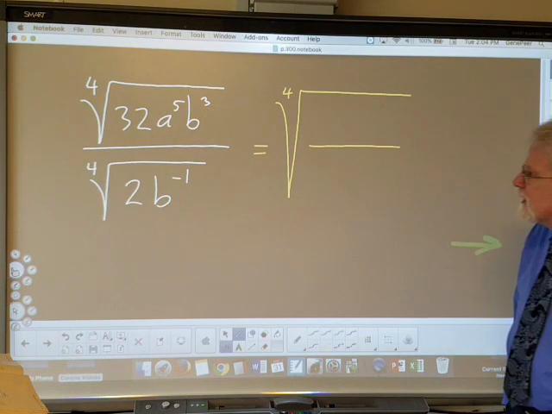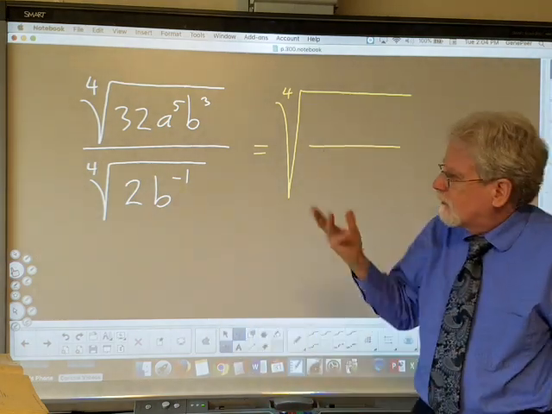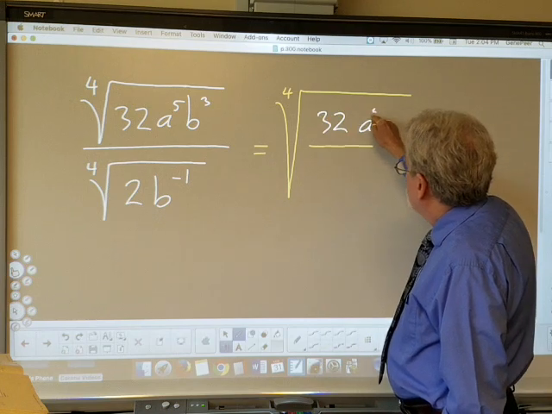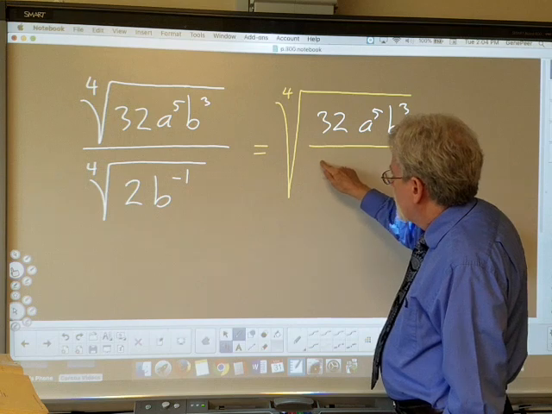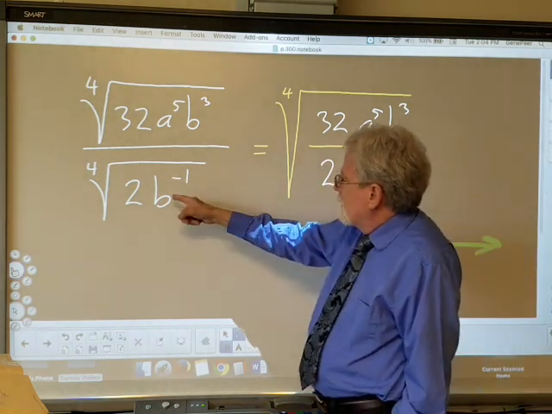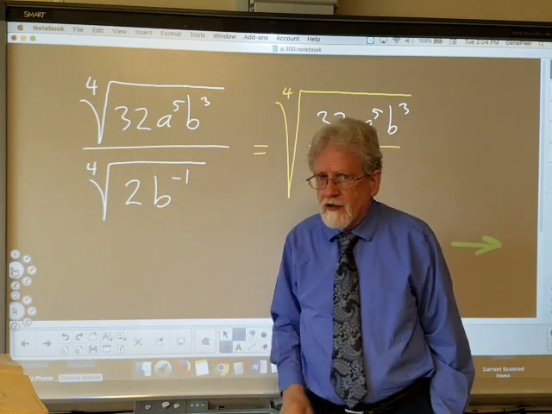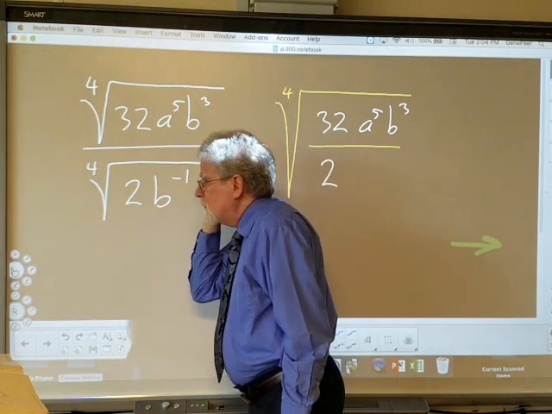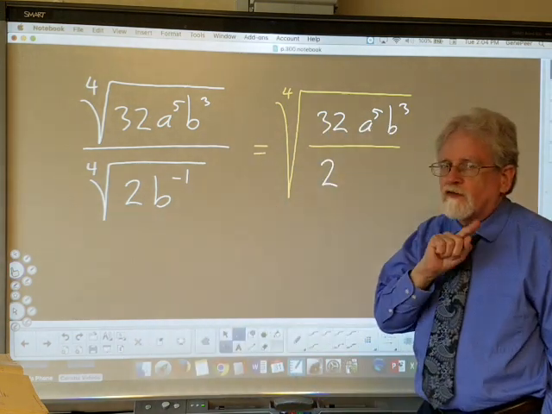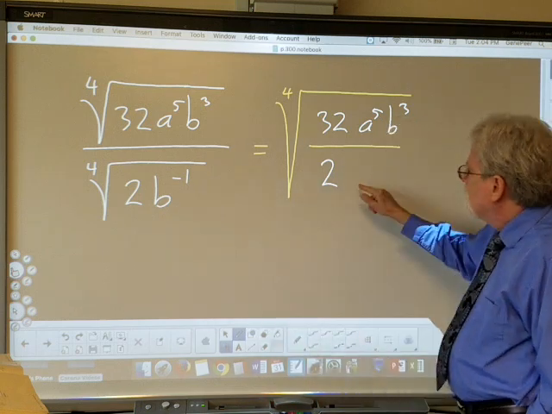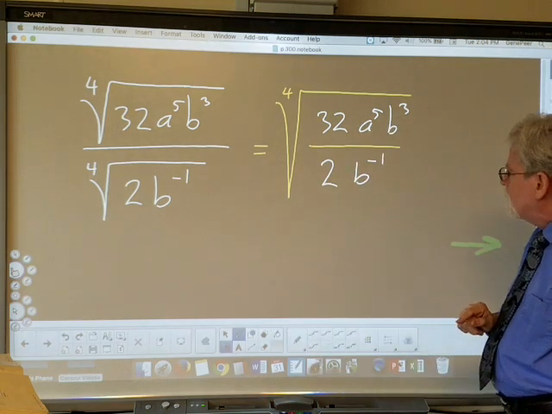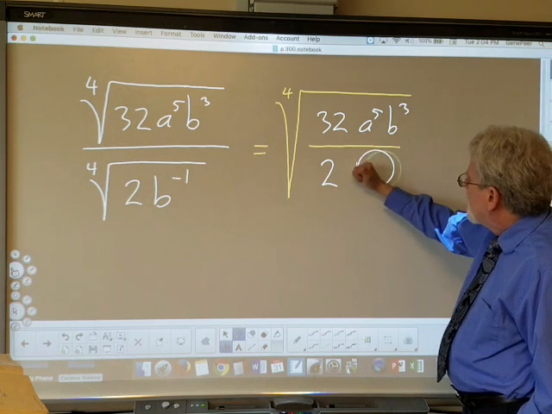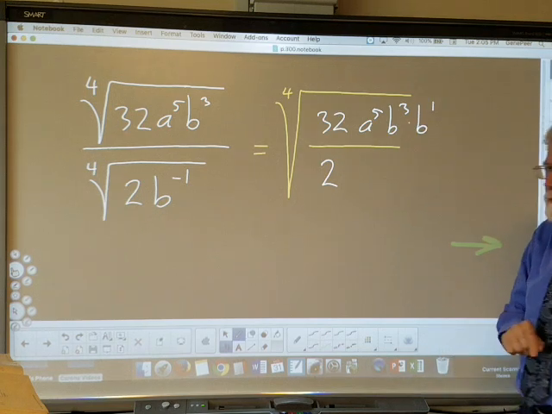Ooh, what a beautiful example. We're going to combine it as a single radical because that makes this one a whole lot easier to deal with. We have 32, a to the 5th, b to the 3rd. Downstairs we have a 2, but wait a moment. That b to the negative 1, what does a negative exponent say? Remember, negative exponents whisper to you. If you get close, you can hear it. Move me to the other side. Negative exponents are very unhappy. That b to the negative 1 is saying, I want to be on the other side. So you go ahead and make it happy. You put it on the other side. So we move the b to the negative 1 up here and it becomes b to the positive 1. Now it's happy.